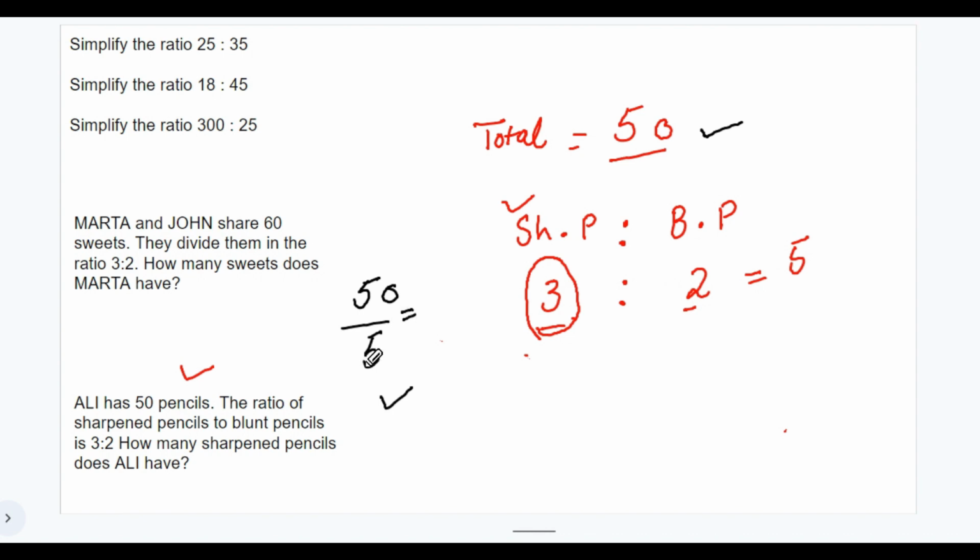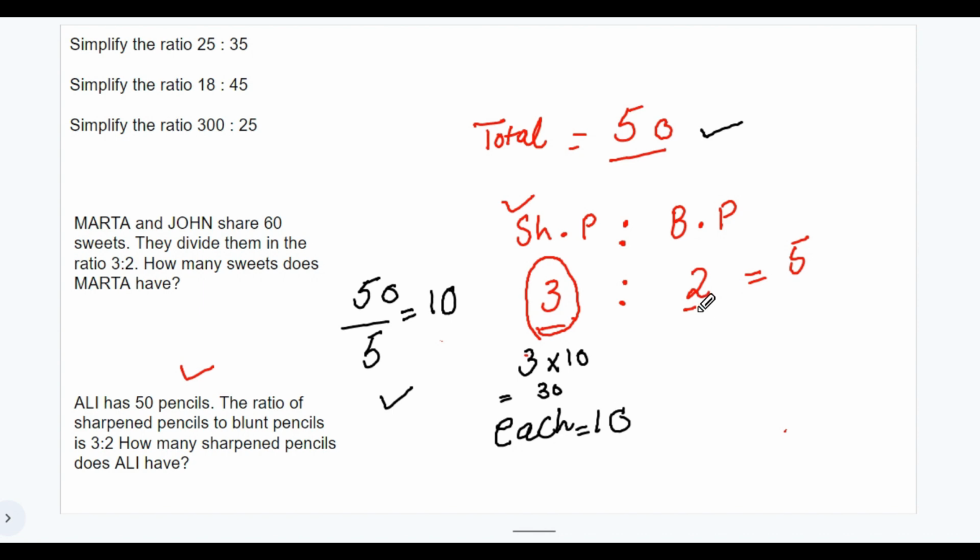So when you divide 5 and 50, you will get 10. So it means the answer for each share is equal to 10. Now you can find any ratio in your question. You can go back into your question and find the answer for sharpened pencils. What will you do? You will multiply by 10 and it will be equal to 30 sharpened pencils.